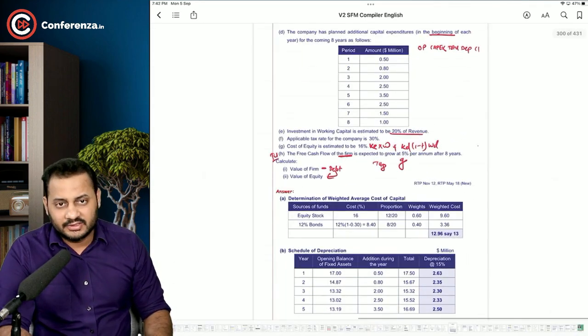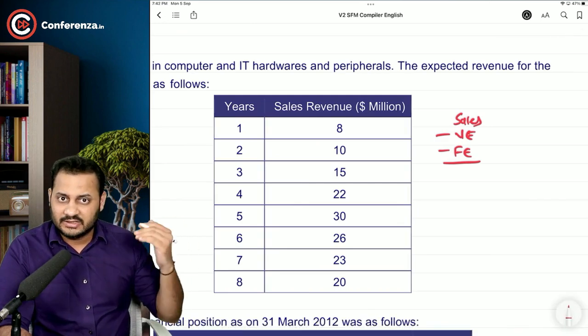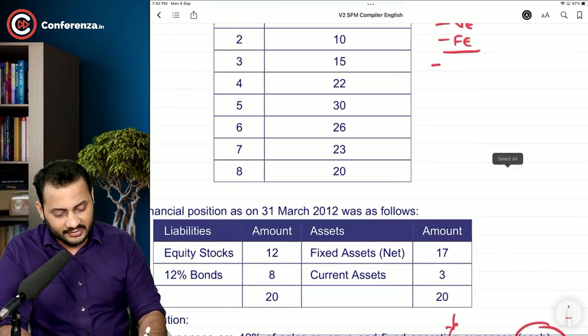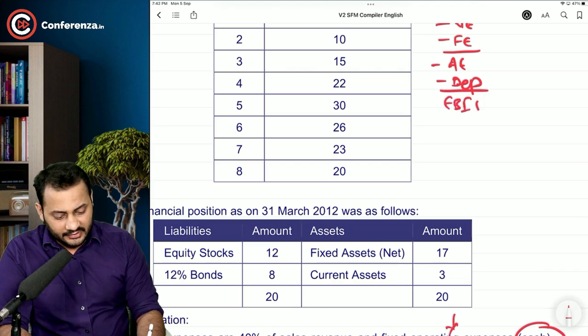The major part is your profit first. Sales minus variable expense minus fixed expense. Apart from that, there is an advertisement expense, right? And depreciation also. And then you will reach at EBIT. I think there is no other expense. Then you can deduct tax out of it.